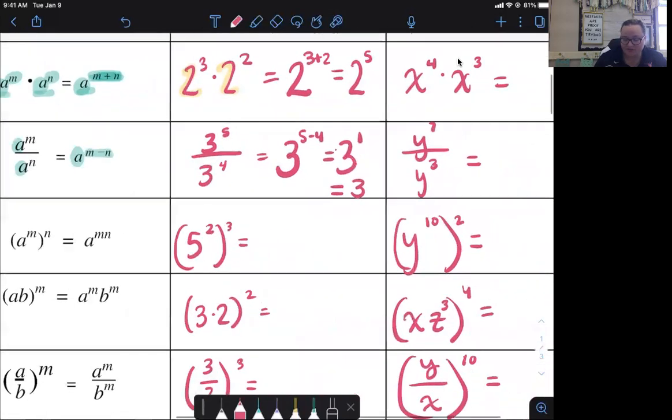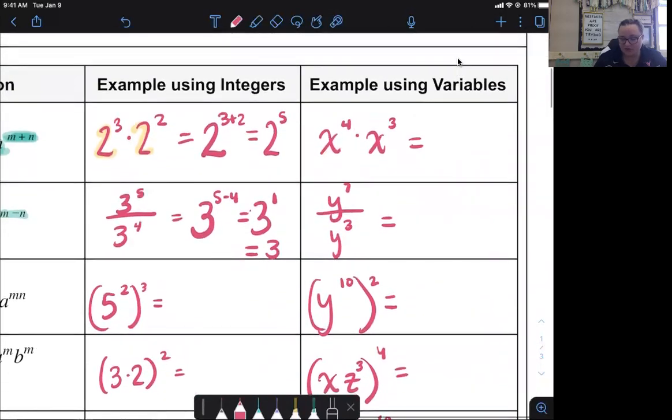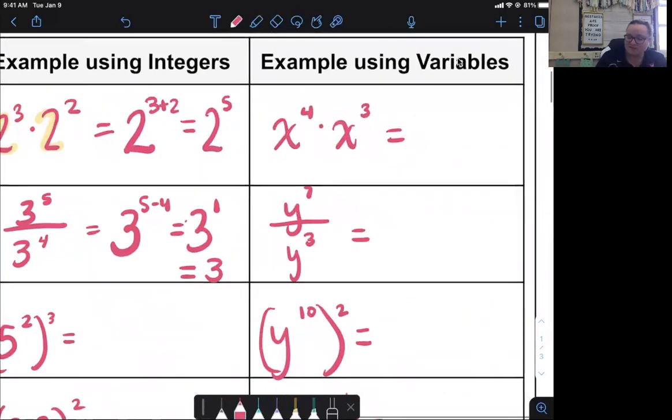I realized I forgot to do my example using variables over here. So x to the fourth times x to the third. Our bases are the same. When we multiply, we add the exponents, so it becomes x to the 4 plus 3, which is x to the 7th. For y to the 7th over y to the 3rd, again, our bases are the same. I keep that same base, and I take the exponents 7 and 3, and I subtract them. So y to the 7th minus 3 is y to the 5th.